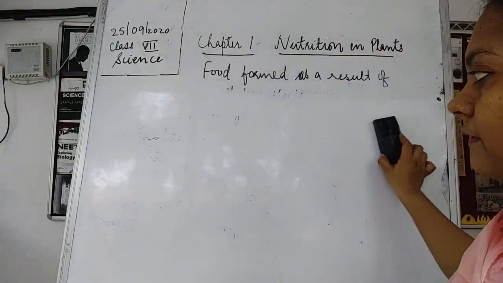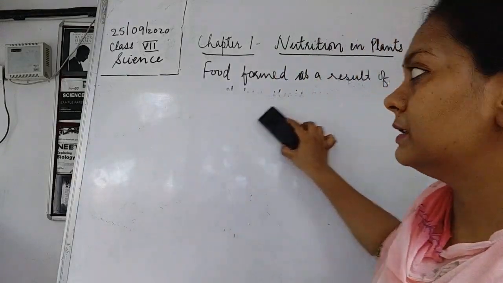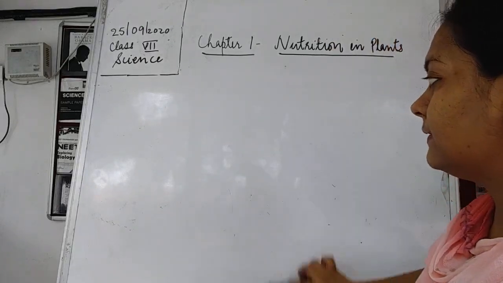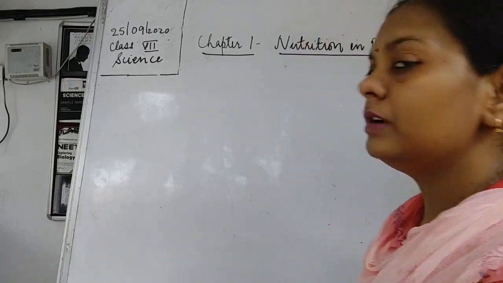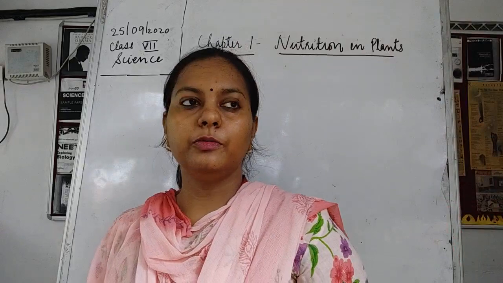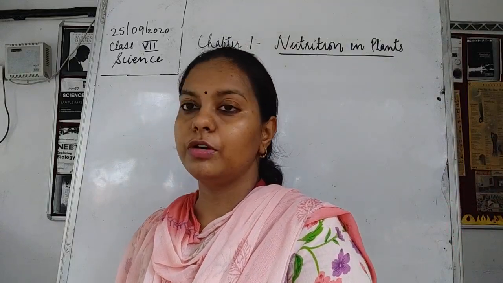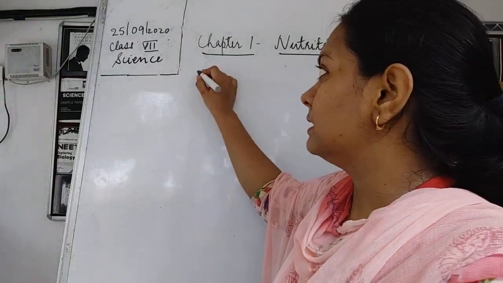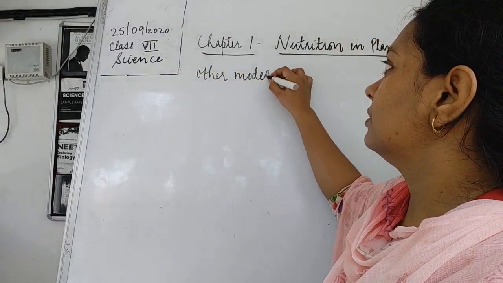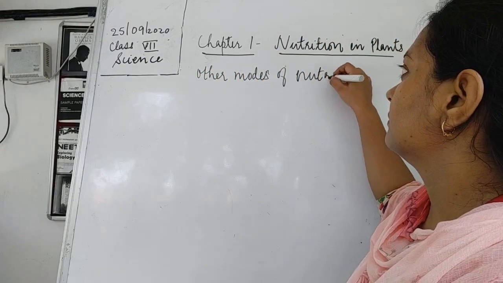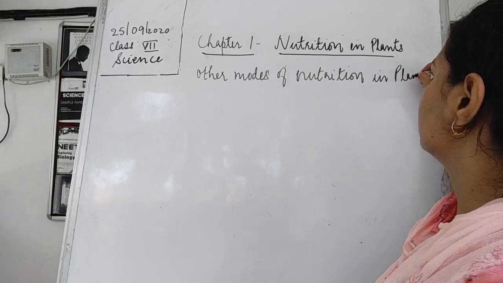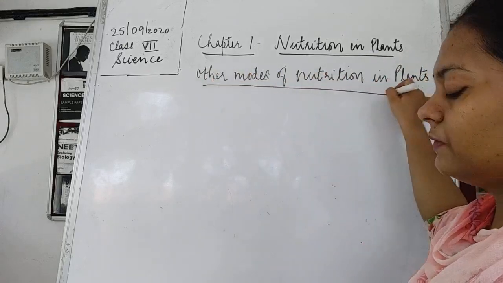Now I'll give another mode of nutrition in plants. So there are various other modes. We have seen the autotrophic mode of nutrition now in complete detail. Now we will move on to another topic, that is another mode of nutrition in plants. Now what are the other modes of nutrition in plants, children?